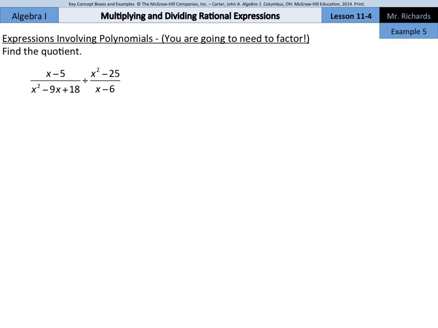In our last example of this lesson, we have expressions involving polynomials, and my hint is you are going to need to factor. So find the quotient (x - 5) over (x squared - 9x + 18) divided by (x squared - 25) over (x - 6). Let's go ahead and rewrite this by multiplying by the reciprocal. So keep the x - 5 over x squared - 9x + 18. This changes to multiplication, and the reciprocal is x - 6 over x squared - 25.